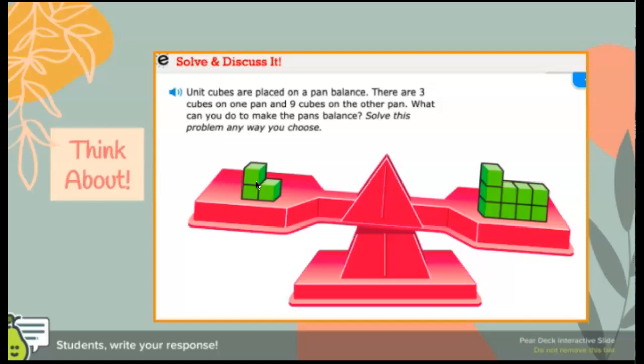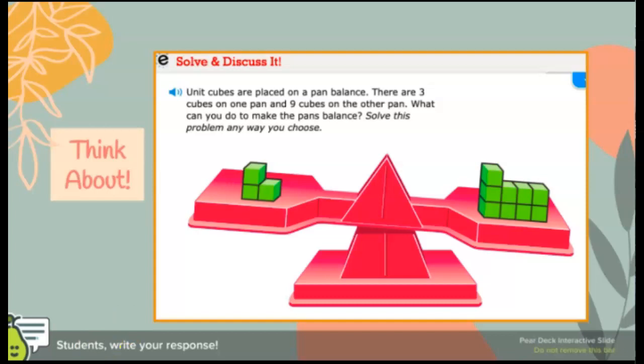I did exactly what Alana did. I created the equation, parentheses 9 plus 3, and then divided by 2, and I got 6. That means I have to put 6 on each side. So I took 3 from the right side, put it on that side, and I got 6, and then it's balanced. Technically, that is true. So you guys have an idea what we're doing today.